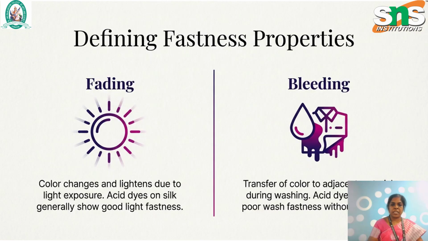What are the fastness properties? There are two important properties: fading and bleeding. In the case of fading, the color changes when exposed to light. Acid dyes on silk generally show good light fastness. Transfer of color to adjacent fabric during washing is called bleeding. Usually, acid dyes have poor washing fastness.